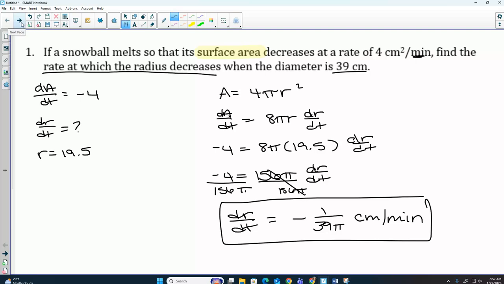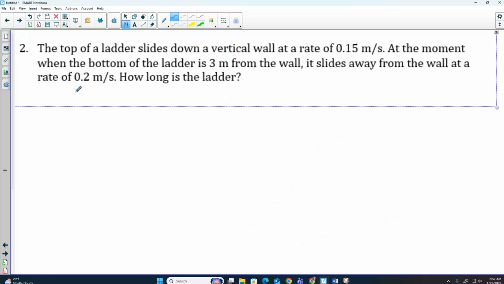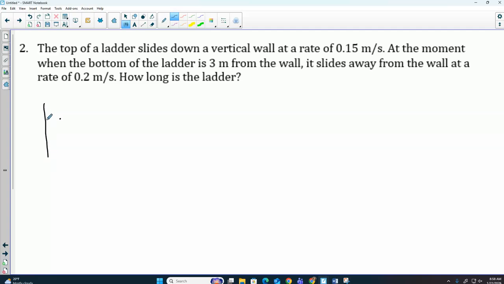Number 2. The top of the ladder slides down a vertical wall. So we have a wall, the floor, so that would make a right angle. We're going to assume the house is built correctly. The ladder then is here. Now the biggest thing on these problems is recognizing this is the ladder. Does the length of my ladder change? No, so that is going to be a constant.